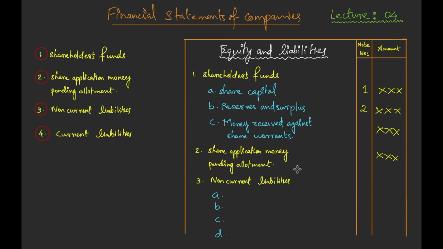Now the third item under equity and liabilities is non-current liabilities. Under non-current liabilities, there are 4 items. This we will discuss in the next lecture.